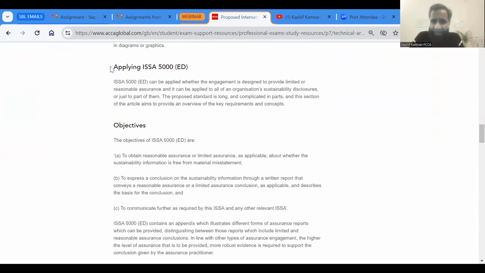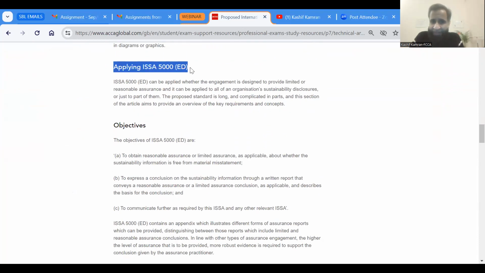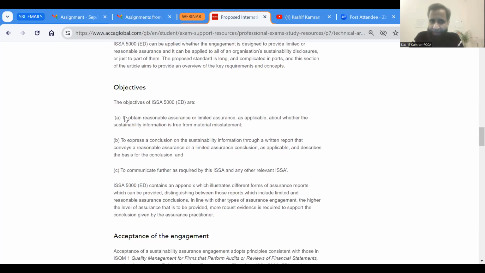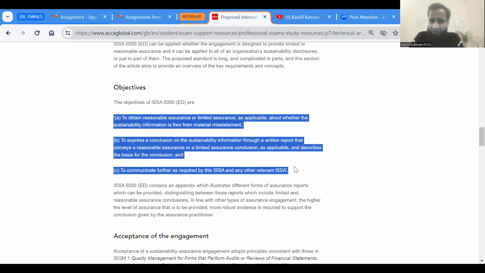See this, applying ISSA 5000 ED. What is the objective of the ISSA ED? What if the examining team asks you for 3 marks or 4 marks? What is the objective of ISSA 5000? You're blank. Read it. There are 3 objectives, A, B, C. So please ensure you know these objectives very well.